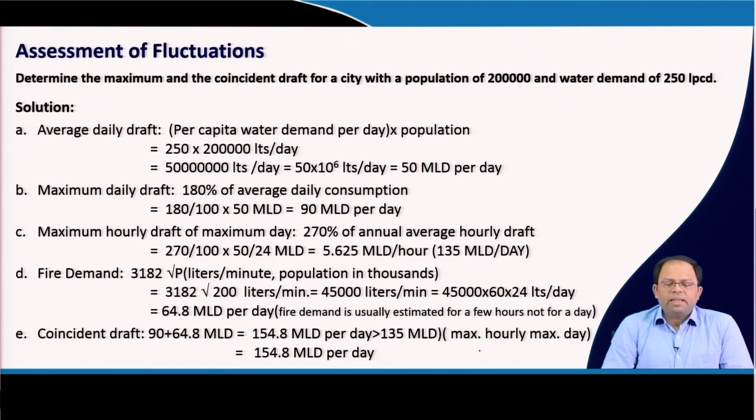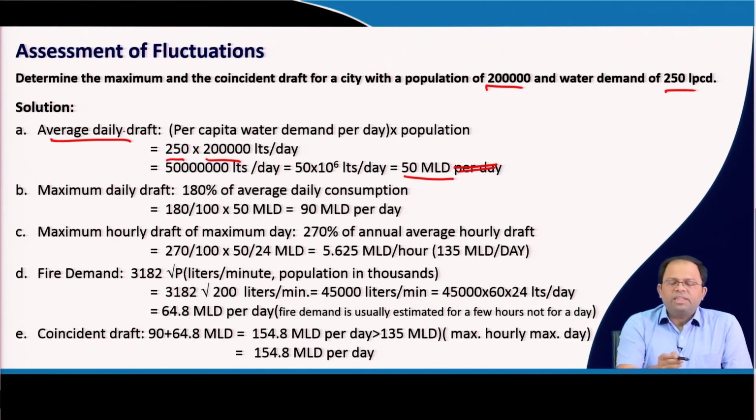So, let us determine the maximum and the coincident draft for a city with a population of 2 lakh and an average water demand of 250 LPCD. To find the average daily draft, we multiply the per capita water demand per day by the population. So, the total requirement is 250 into 2 lakh people, which comes to around 50 into 10 to the power 6 liters per day, which is around 50 million liters per day. This is the amount of water that has to be supplied for this particular city.